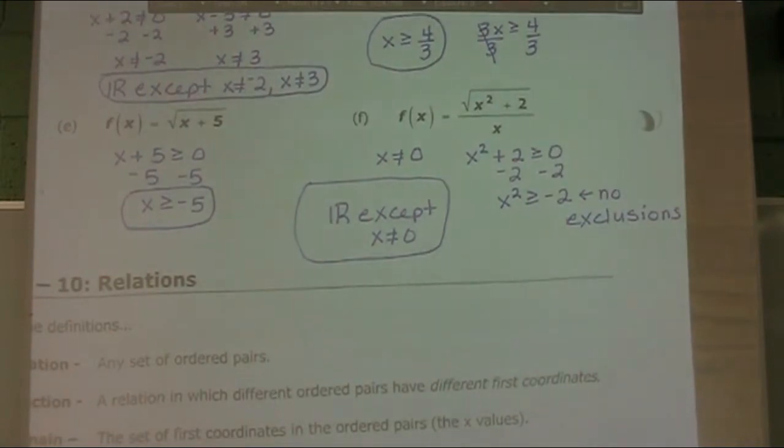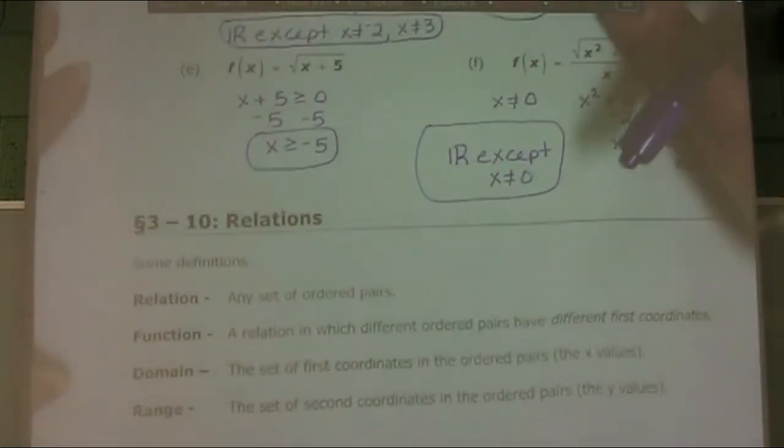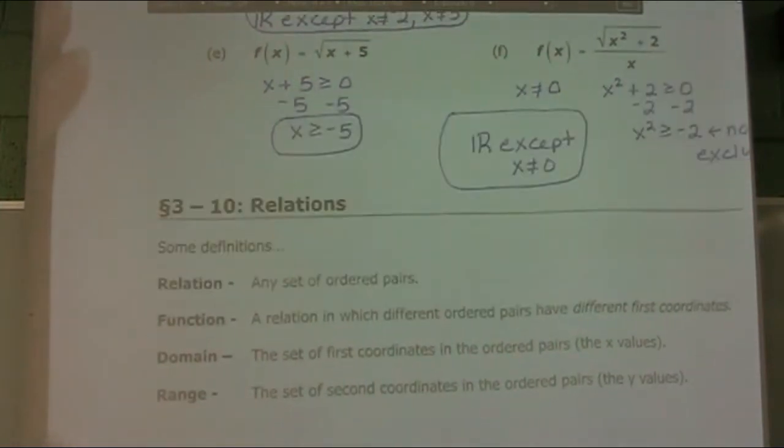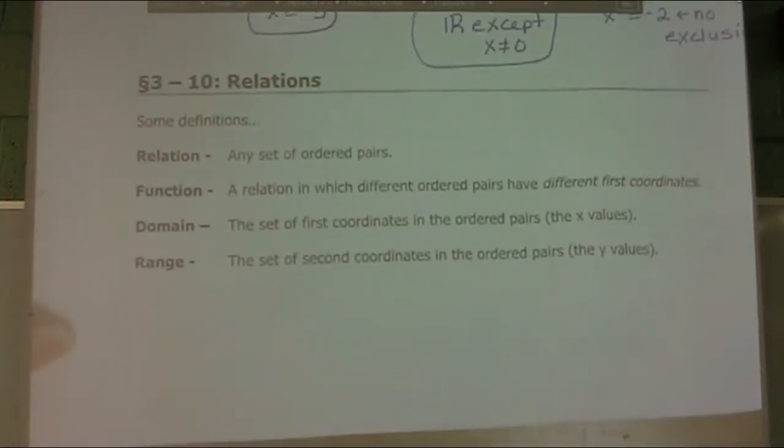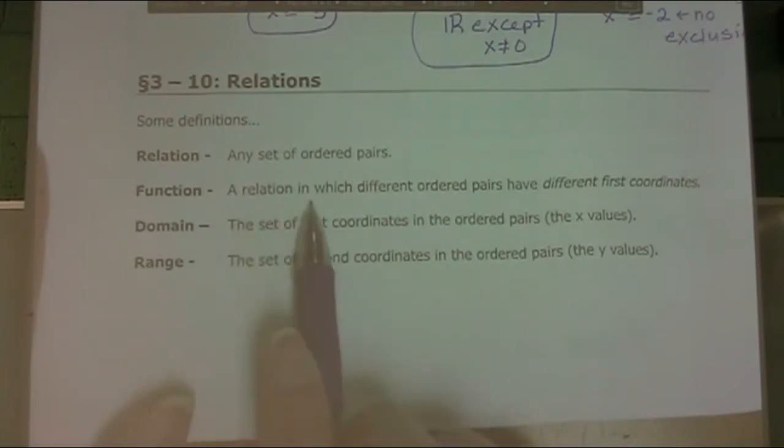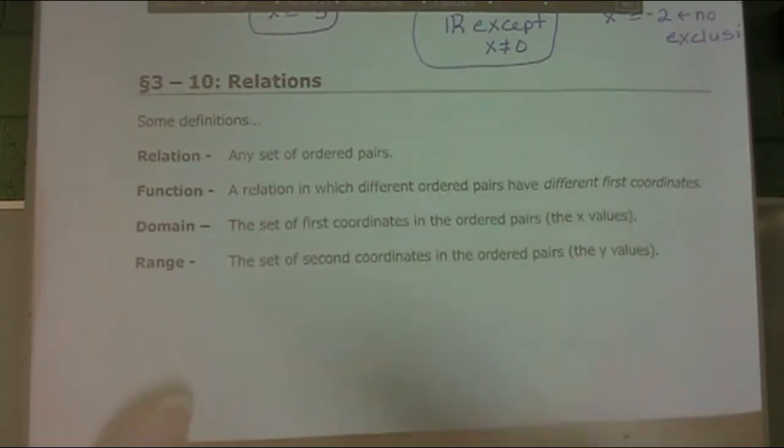All right, let's go to the next section, and we're going to talk about relations and functions. So we've got some definitions to start with. First of all, a relation is any set of ordered pairs. Remember, ordered pairs are x comma y in parentheses. So if we have a set of those, it's a relation. A function is a relation in which different ordered pairs have different first coordinates. So what this means is each x is only in the set one time.